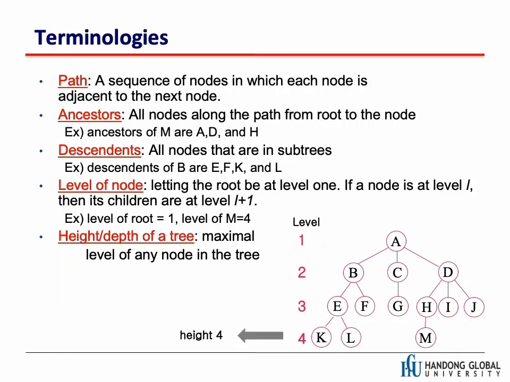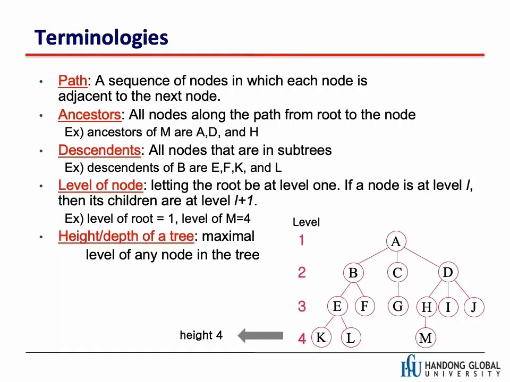And descendants are all nodes that are in subtrees. So to A, all the other nodes are descendants, and to B, E, F, K, L are descendants.